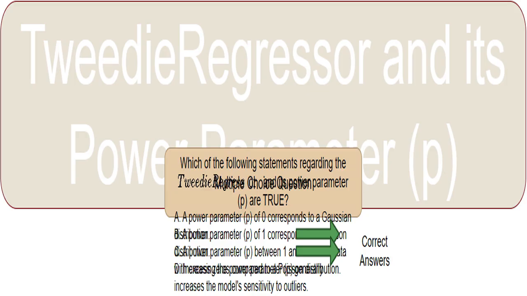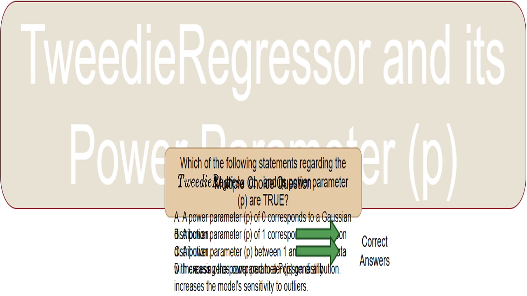I'm exploring the TweedieRegressor, a powerful tool in Sklearn for modeling data with many zeros, like insurance claims. It uses the Tweedie distribution, a flexible family of distributions controlled by a power parameter, p.